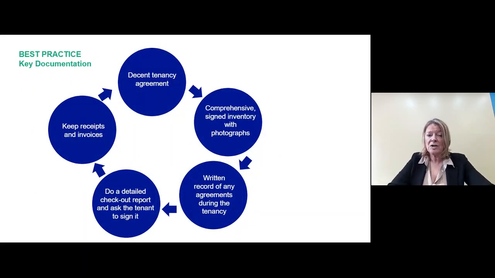So I mentioned that we were going to talk a little bit about the tenancy agreement and check-in reports. Best practice to help you avoid disputes is really to prepare for the dispute at the start of the tenancy. And you really do need key documentation. So you need a decent tenancy agreement. You need to have a comprehensive signed inventory, but preferably with embedded photographs, which enables the adjudicator and the tenant to see the date on which those photographs were taken. And it's really key and essential to keep a written record of any agreements during the tenancy.